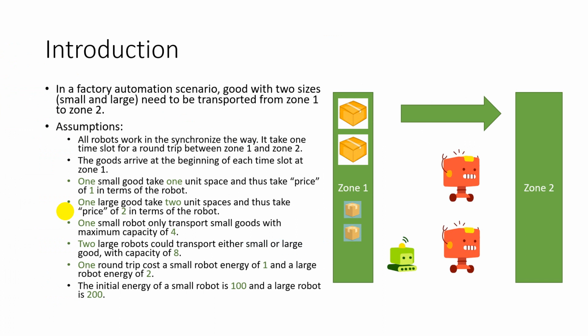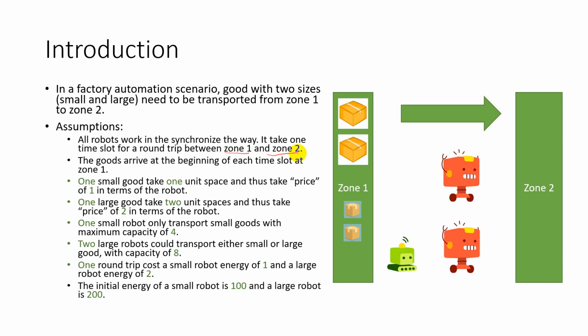The background of this project is a factory automation scenario, and there are several products or goods with two sizes, small size and large size, that need to be transported from zone number 1 to zone number 2. Those are the assumptions I made in this problem. All robots work in a synchronized way, so it takes one time slot for a round trip between zone 1 and zone 2, and all the goods arrive at the beginning of each time slot at zone 1.